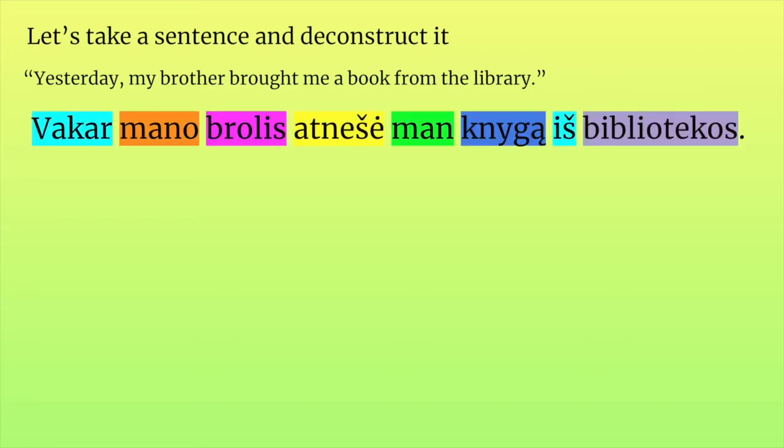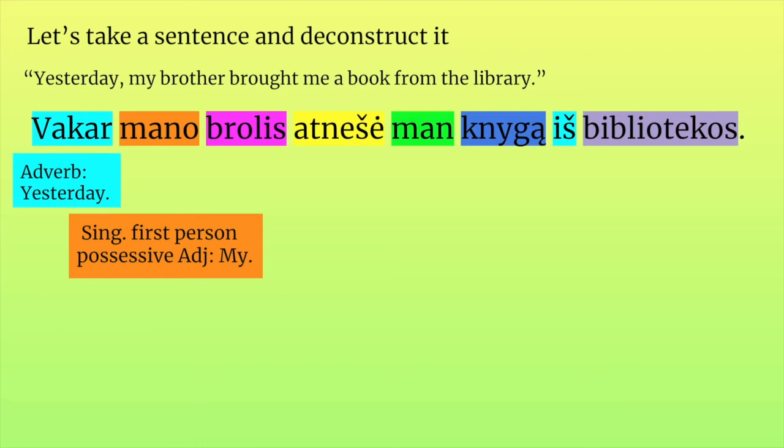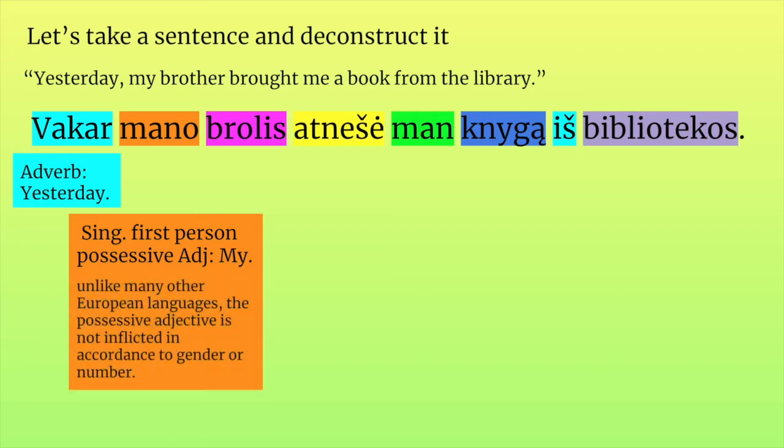So I have highlighted separately the words so that we can break them down and break down the sentence. Firstly, we begin with the adverb meaning yesterday. Note that in Lithuanian, today and tomorrow are nouns, whereas yesterday is an adverb. Mano. Mano is the singular first-person possessive adjective. The English equivalent is my. Unlike many other European languages, the possessive adjective is not inflected in accordance to gender or number. This is unlike most Slavic languages that do inflect it, for example, Russian, moi, moja, or French. French inflects it too, ma, mo.